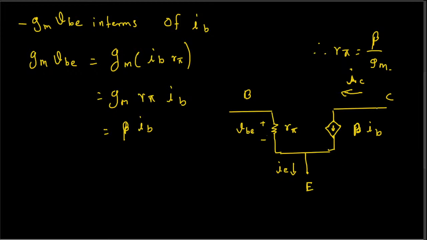Okay, the same thing, but for this one we are going to call a different name. This is also hybrid pi model. But the name for this one is current dependent current source, because the current source is expressed in terms of a current. So we call this one a current dependent current source.